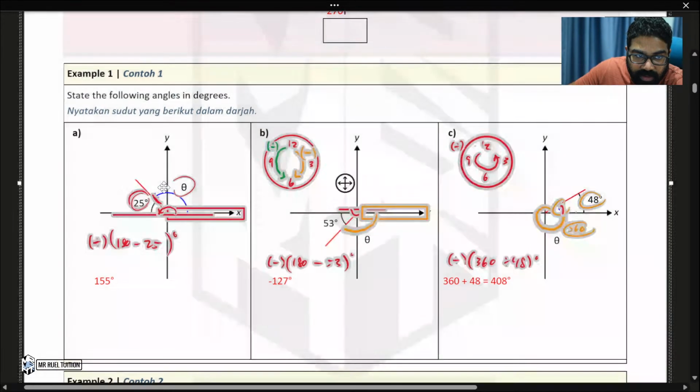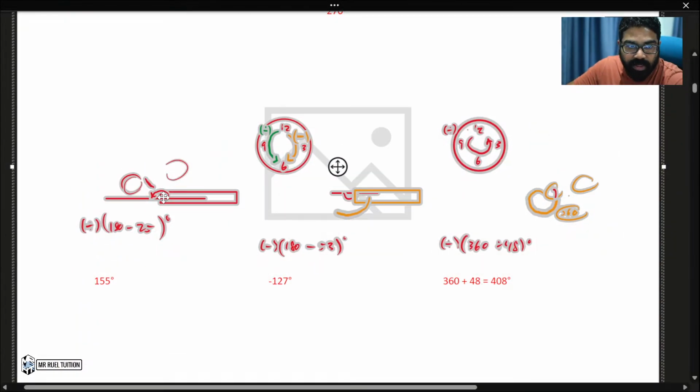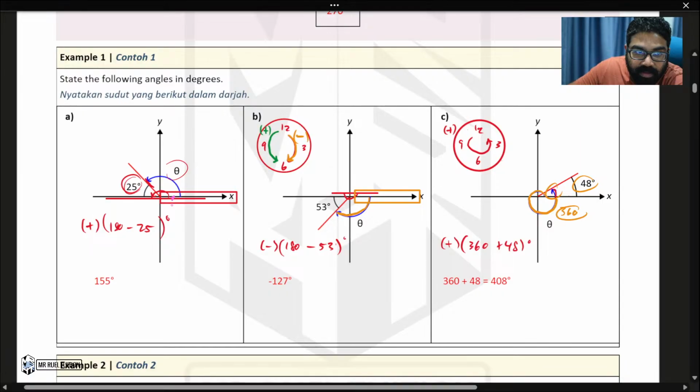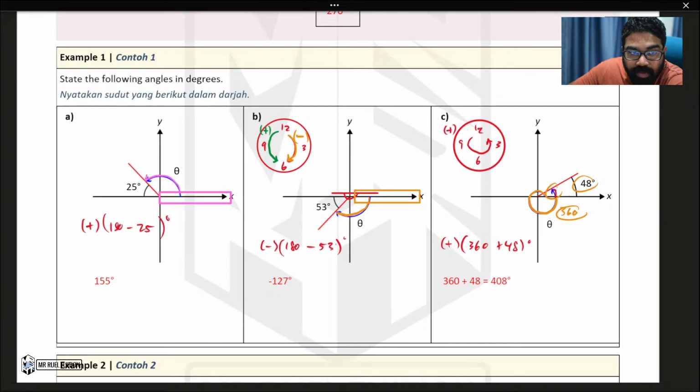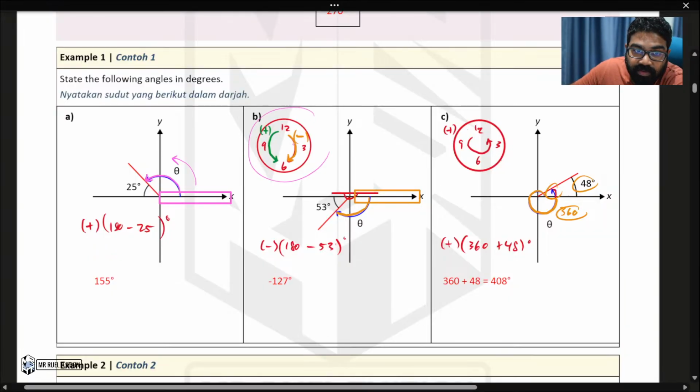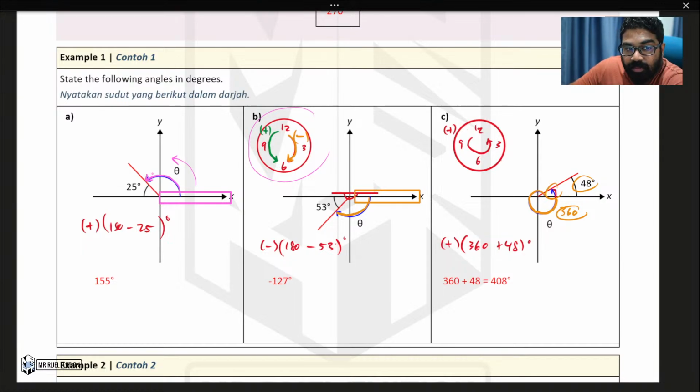Magnitude dia, okay, the magnitude. So again, let's look at A. Look at this. Tengok sudut ini. We are starting from the positive x-axis. Kita mula dari paksi x positive, starting from here, and we are going up, right? Tengok arah dia. Look at the direction. This is anti-clockwise. Lawan arah jam, betul tak? You just quickly sketch a clock, then you will know already. Lawan arah jam lah. Correct? Okay. Lawan arah jam means positive. It's a positive angle.